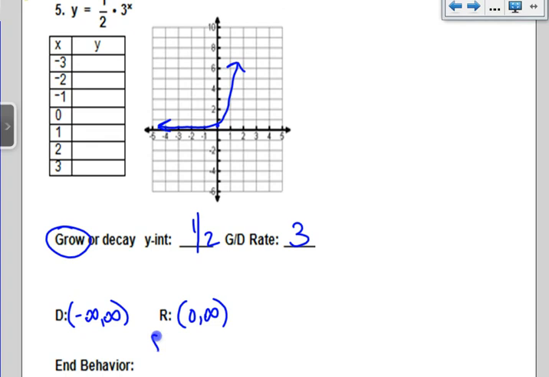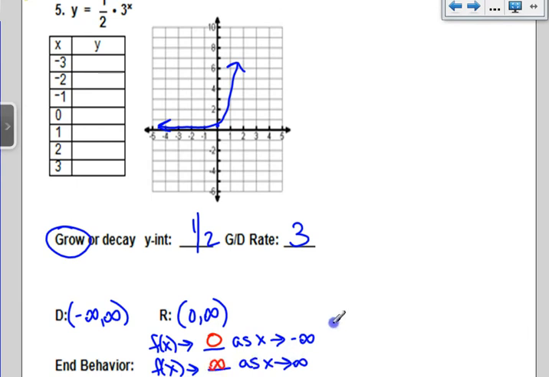But our end behavior, as f of x approaches something as x approaches negative infinity, I'm going to ask you what happens to the left, and then I'm going to do the same thing for what happens to the right. So as I go to the left, which is negative infinity, my function is approaching 0. As my x's go to the right, my function is approaching positive infinity. It's going up.